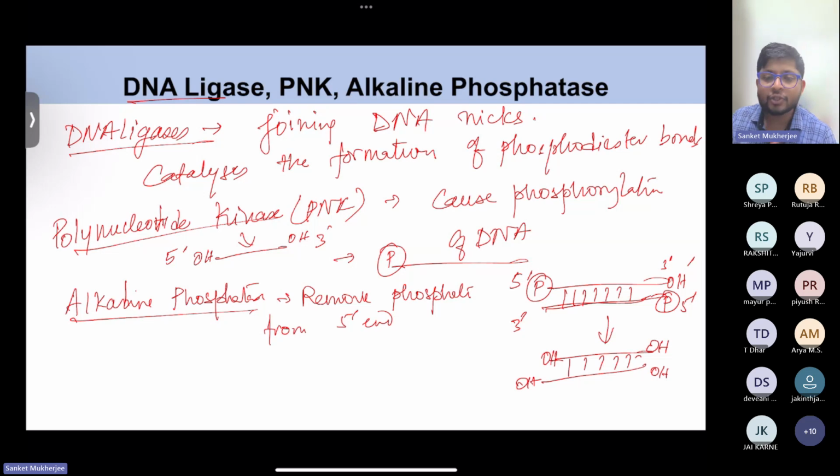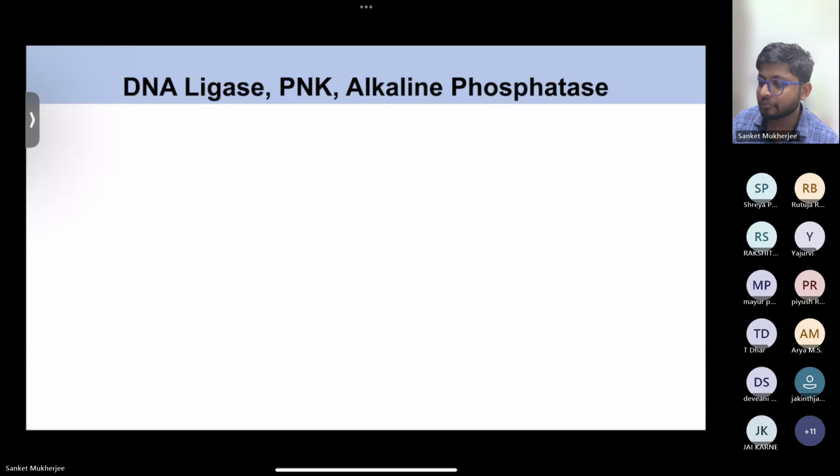Some alkaline phosphatases are well known based on their sources, like the bacterial alkaline phosphatases. Then there is the calf intestinal alkaline phosphatase. And then there is the shrimp alkaline phosphatase. These are the very common alkaline phosphatases which are used regularly in molecular biology labs. So I hope it's clear till here. Okay.